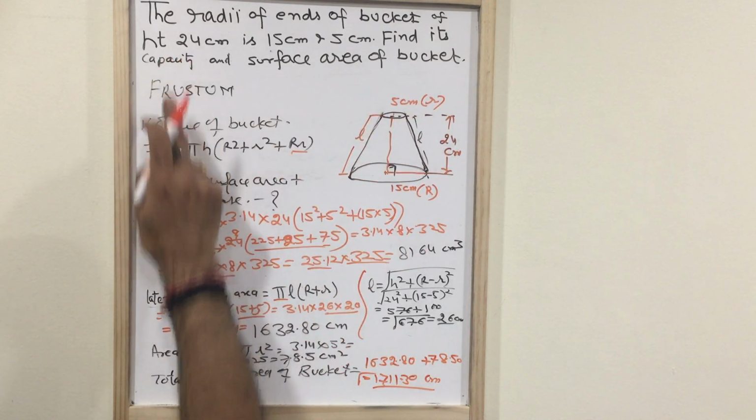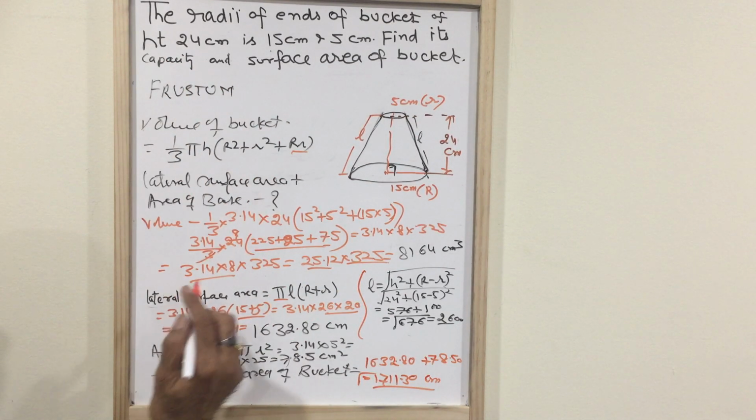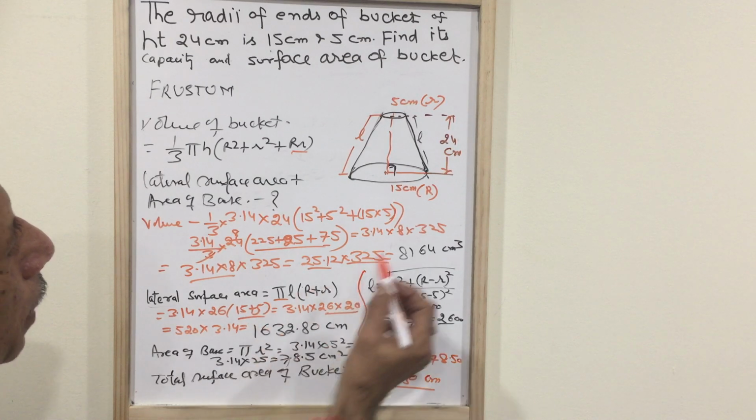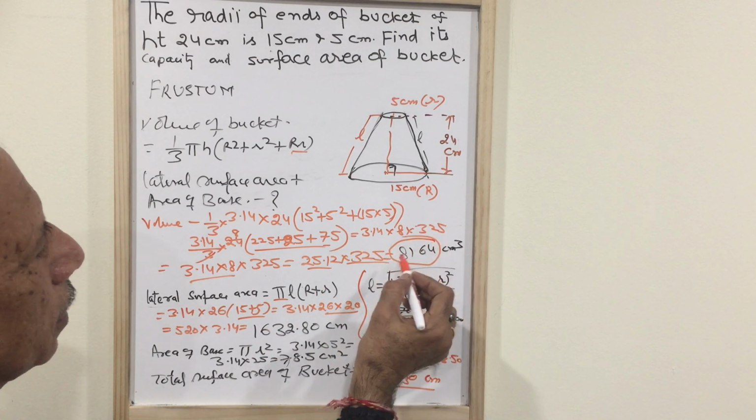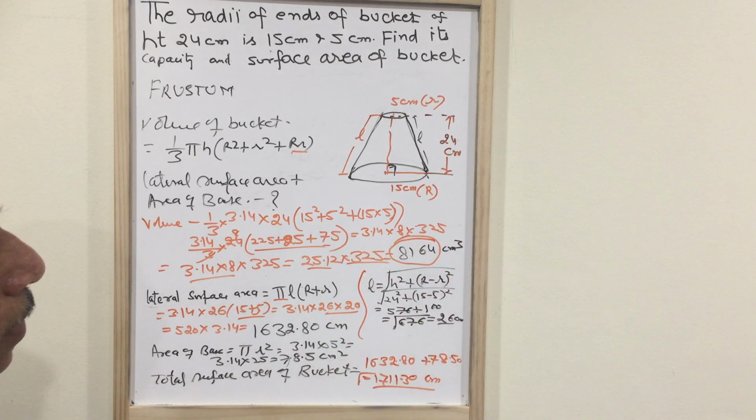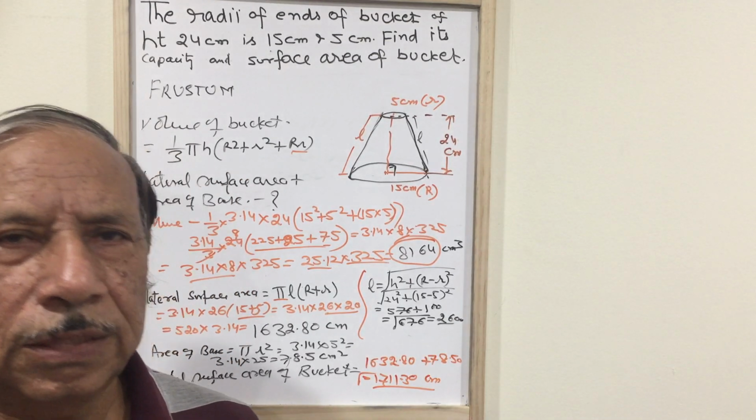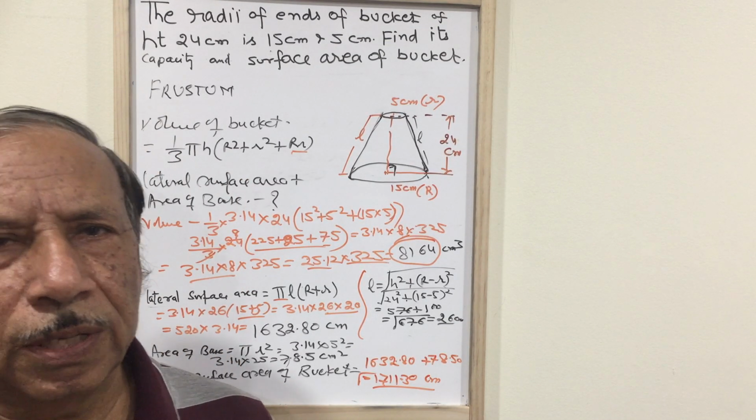So we already found the capacity of that. That capacity is 8164 centimeter cube, and this is the surface area of the bucket. So in this way you can calculate this type of sums by applying these formulas.